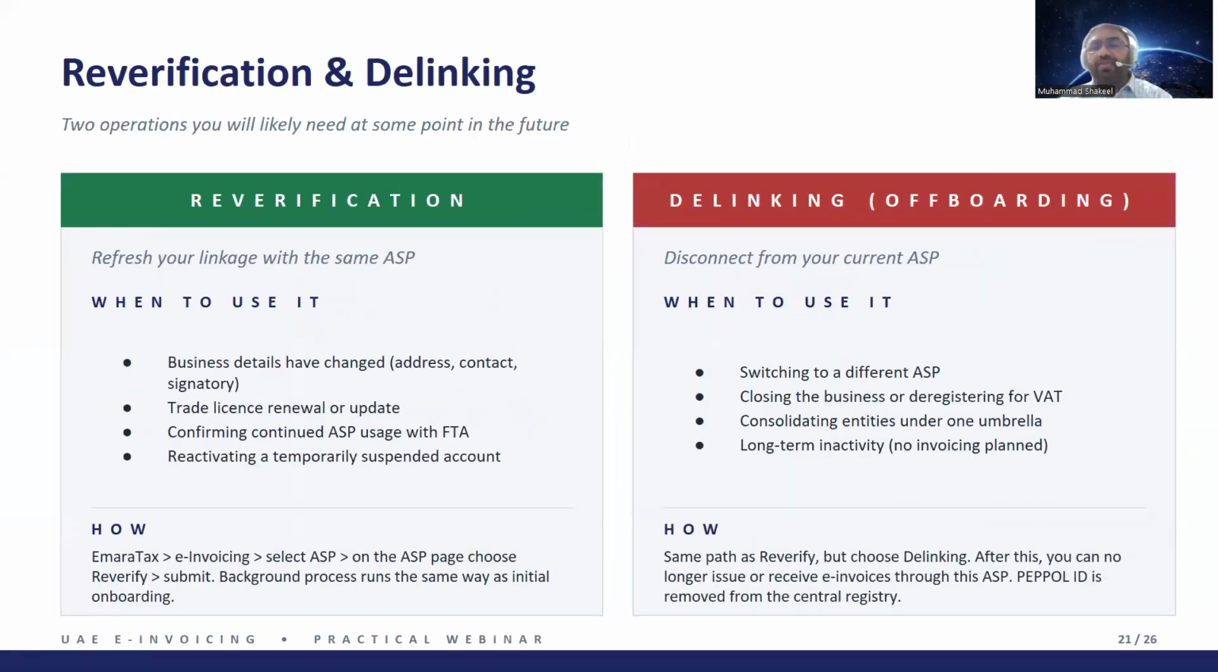Sometimes you need a re-verification, and sometimes you have to change your ASP. So both options are there. For example, if you want to change your business name, or you have some changes, or you are taking a new trade license, these are re-verifications. So how do you do re-verification on your Emara portal, or sometimes you want to change the ASP. So these procedures are also available. So you can change your ASP also.